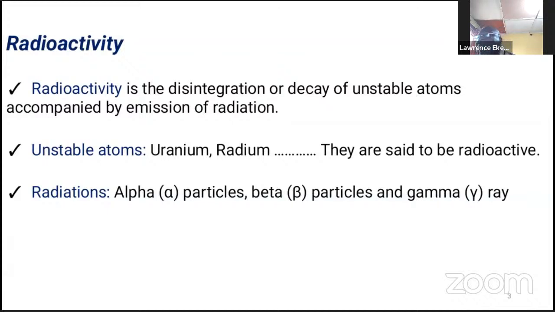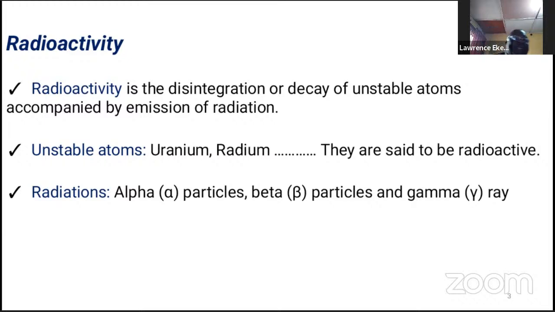Okay, and along the line, we explained what the difference between chemical reactions and nuclear reactions is. And we also said that radioactivity is majorly classified into two: you have natural radioactivity and you have artificial radioactivity.